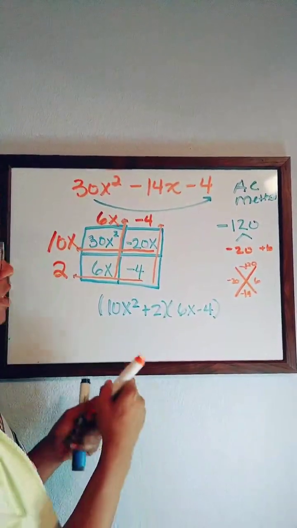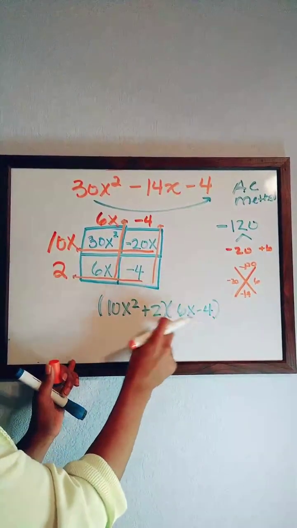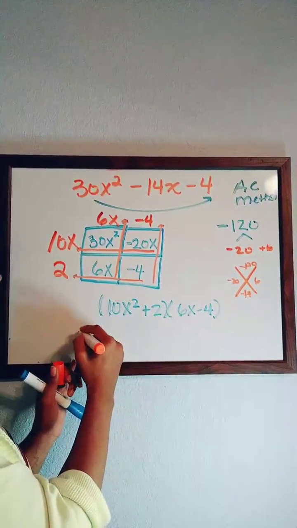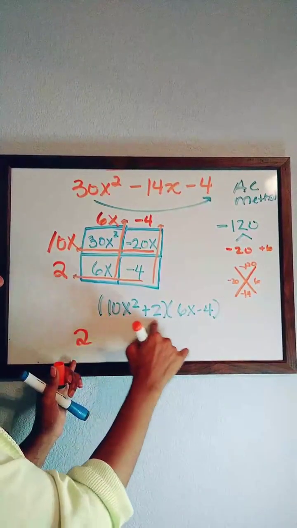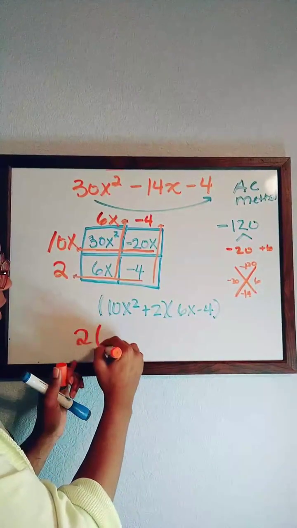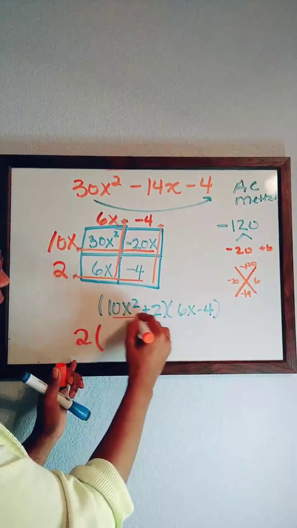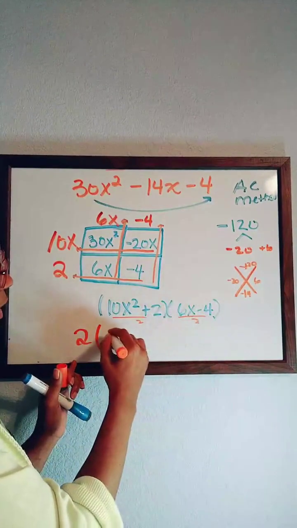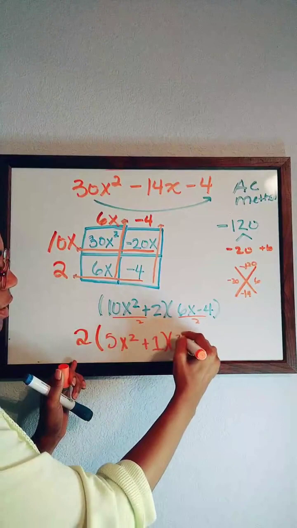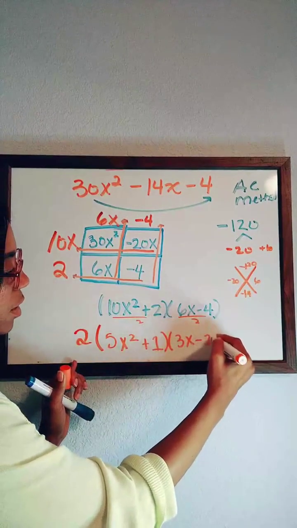Yep, 2. So I'm going to go ahead and pull out a 2 from my factors because remember these are being multiplied together. So I'm going to go ahead and factor out a 2. My GCF from all my factors is a 2. So then that would leave me with, remember we divide both of these by 2, that would give me 5x squared plus 1 times 3x minus 2.